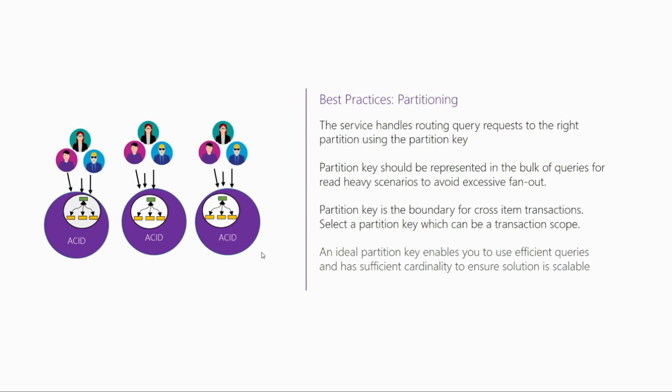And an ideal partition key enables you to use efficient queries and has sufficient cardinality to ensure your solution is scalable. That's a good point, the second part, which is you want your data to have enough cardinality, so distributed enough so it separates quite a lot, right? So if it turns out that you have your application released in Seattle, you do not want to make your partition key Seattle. That will put all your data into a single machine. So maybe use zip codes, or maybe use first name, last name. You want to make sure that it has enough cardinality and it's distributed enough so it can be on many different machines.